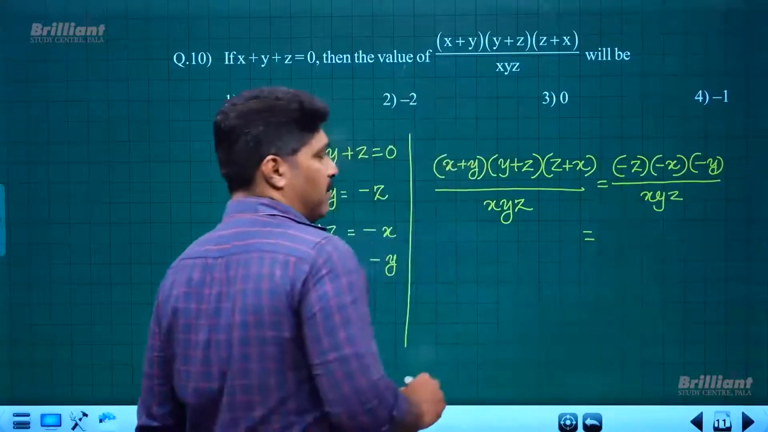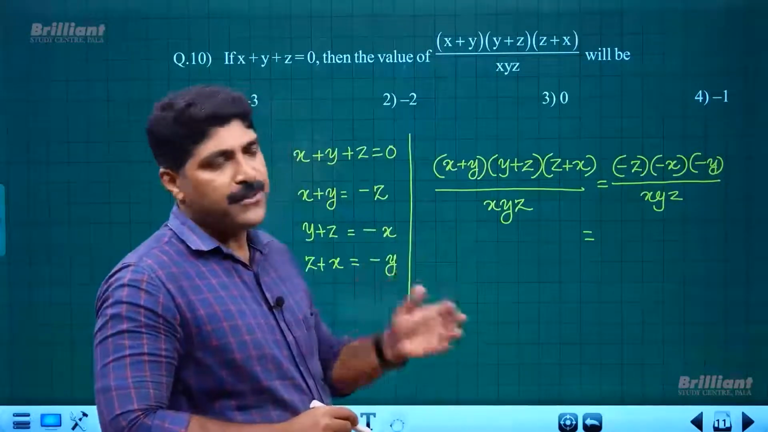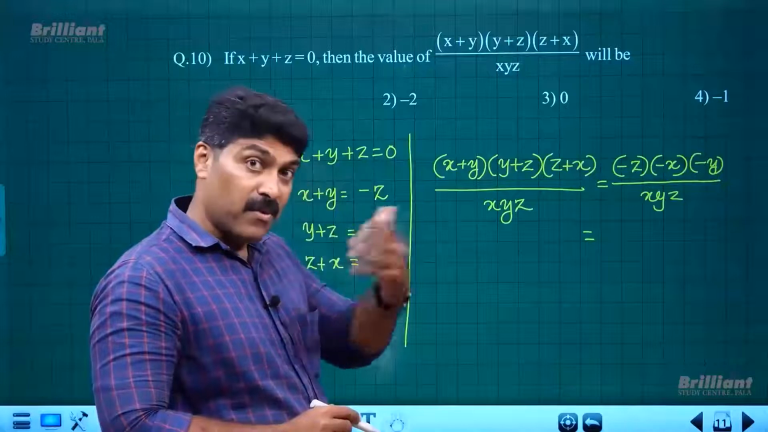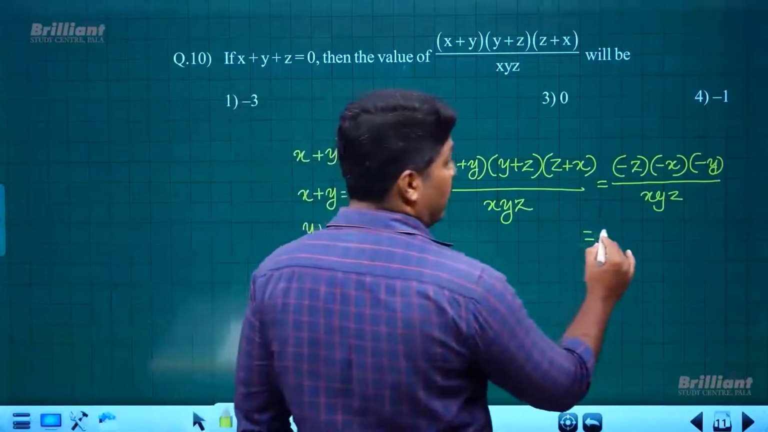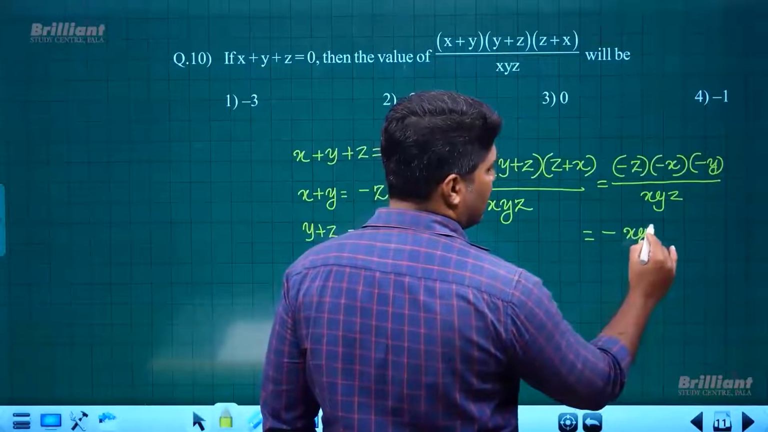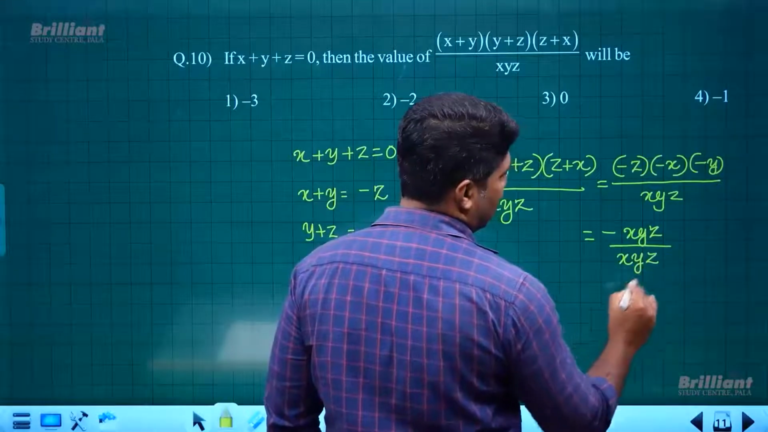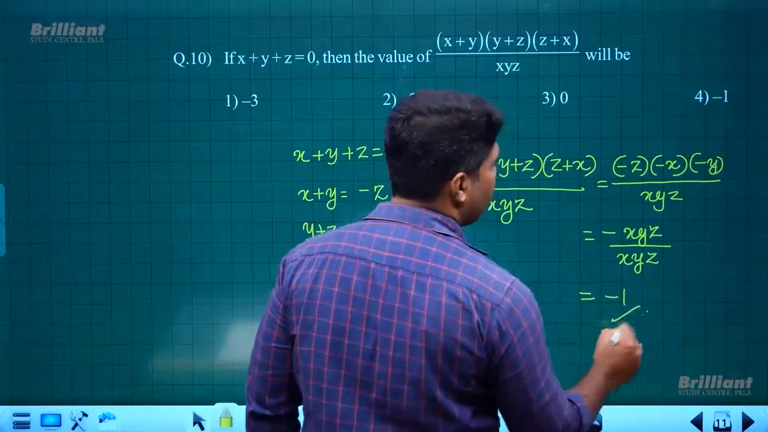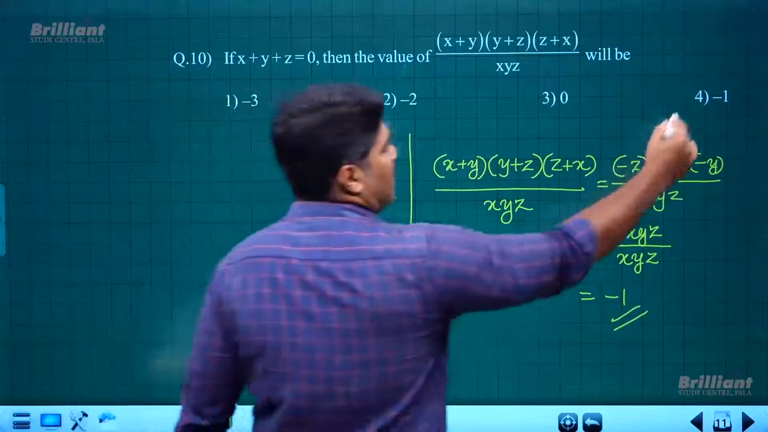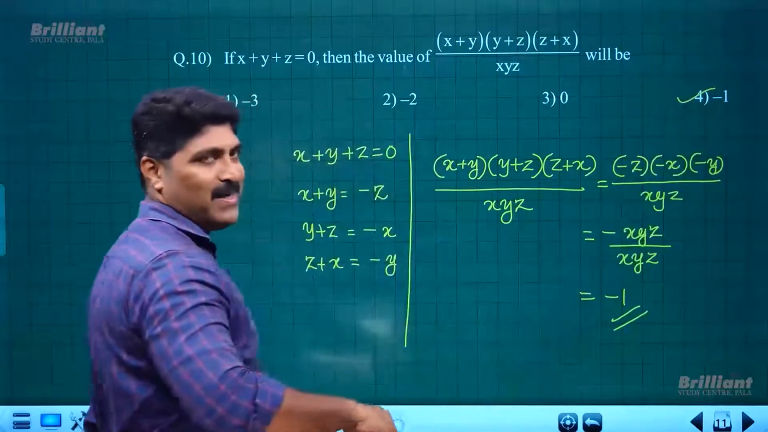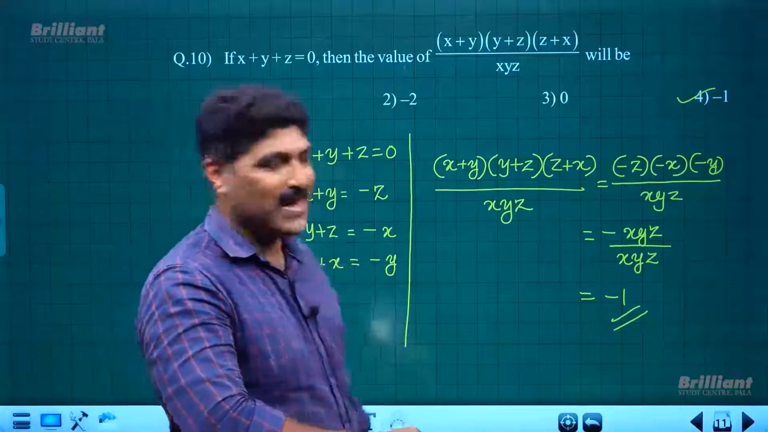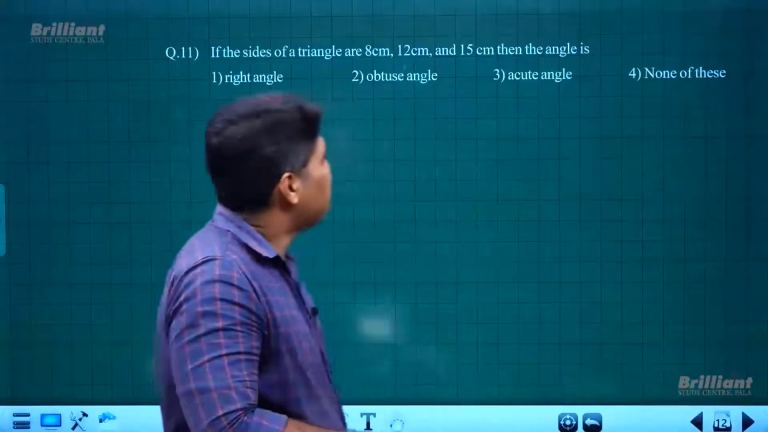In this numerator, there are three negative quantities. Therefore the product will become negative. So you can write it as negative xyz divided by the denominator, which is also xyz. So that is equal to minus 1. So the answer is option 4, minus 1. It's a conversion like this. With the help of that conversion, we can catch it.